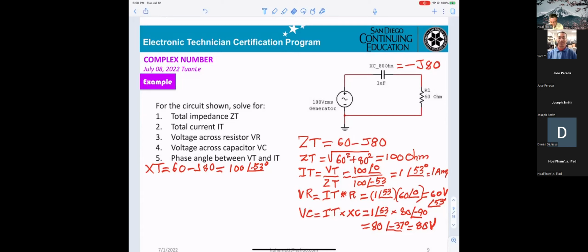Last one. What is the phase angle between the total voltage and the total current? What degree? 90? What do you mean 90? Well, one is 53, the other is minus 37. Isn't the difference between the two 90? No.